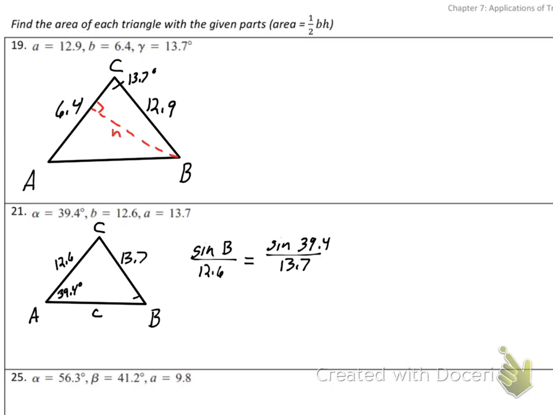35.7? Yeah. So that comes out to 35.7 degrees. All right, so 35.7 degrees is going to get us to angle C, right? Because we can do 180 minus this minus that, and that will get us to this side.